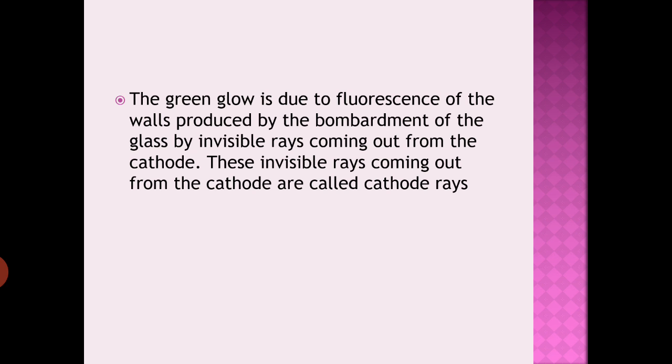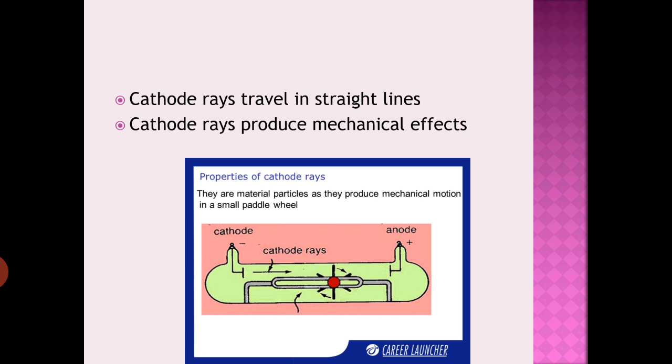We can see them in the neon sign advertising board, the fluorescent tube, the sodium vapor lamp, and also in the television tube. So this green color we can see there also. Now let's see the properties of cathode rays. We will see the properties one by one.